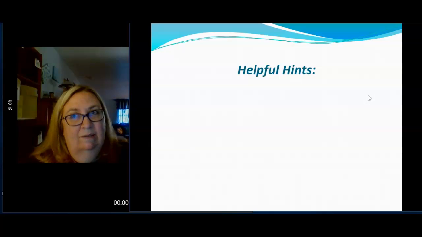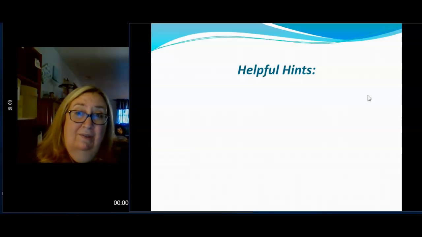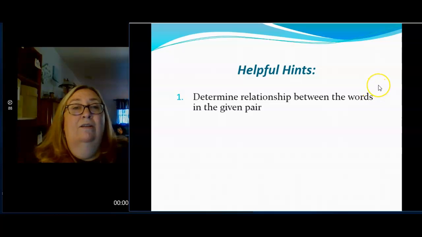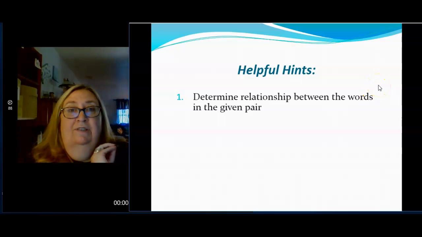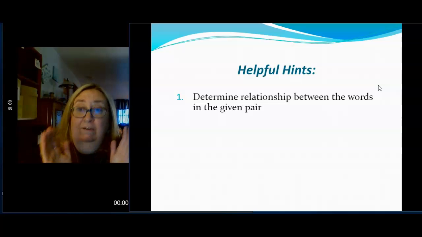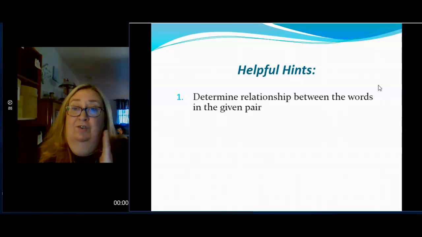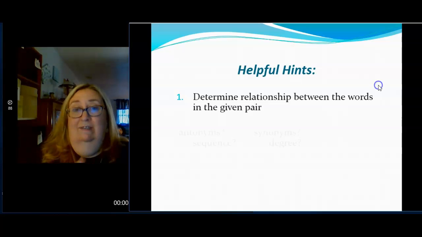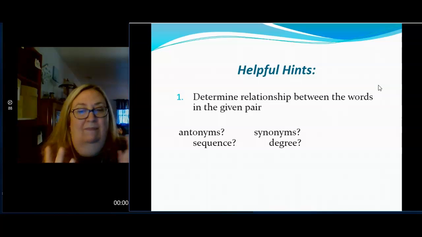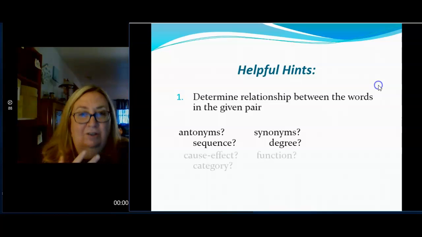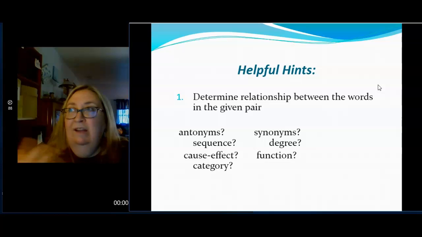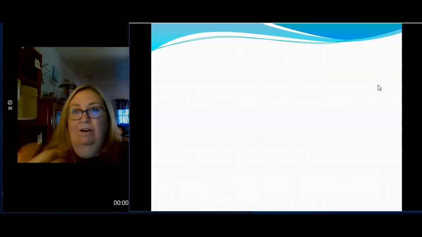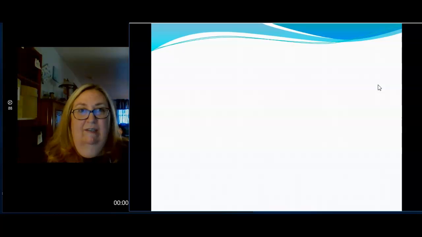So here are some hints, some things you're going to need to remember to be able to do this successfully. First, just look at the first pair of words and determine the relationship between the words in the given pair. So the pair that we have both words for, you're going to want to find the relationship between that pair before you do anything else. Okay? And remember, they can be antonyms, synonyms, sequence, degree, cause and effect, category or type, function or use, characteristic. It can be any of those things. There are tons of them, and some we haven't covered. That's okay.